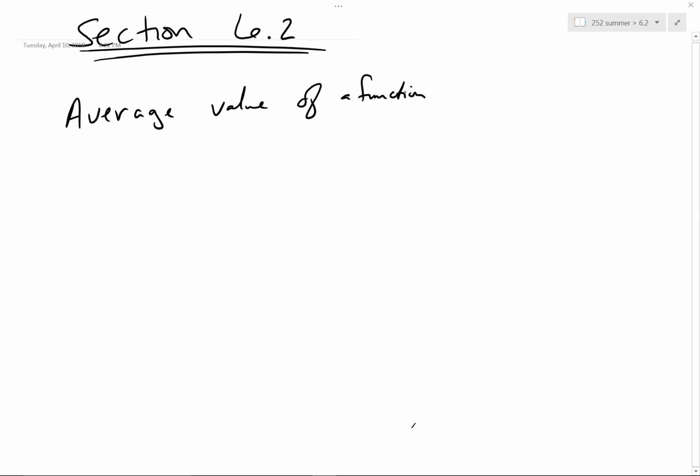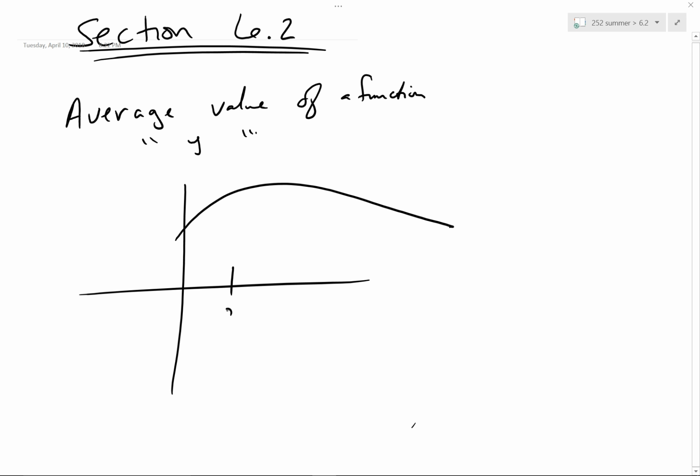Now what do I mean by that? I mean the average y value of a function. That's what I mean by that. Okay? So here's a function on some interval from a to b. J, does it matter if it's continuous or not? Oh yeah, of course it has to be continuous.